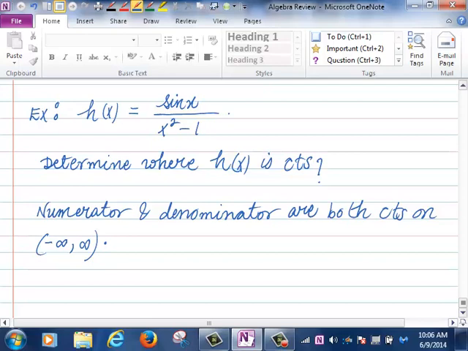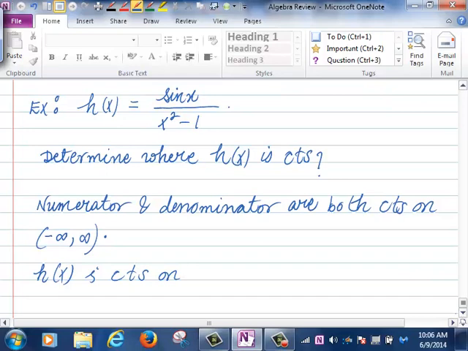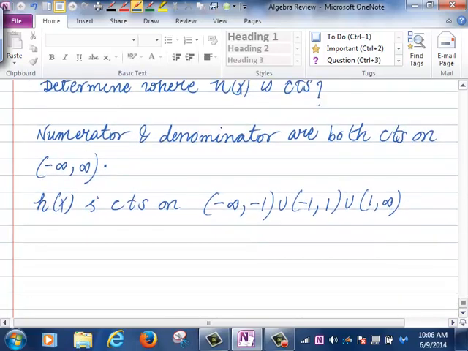So then h of x is continuous on, well, what do I have to exclude? The denominator vanishes at 1 and negative 1, right? So then h of x is continuous on negative infinity to negative 1, negative 1 to 1, and 1 to infinity. Okay?